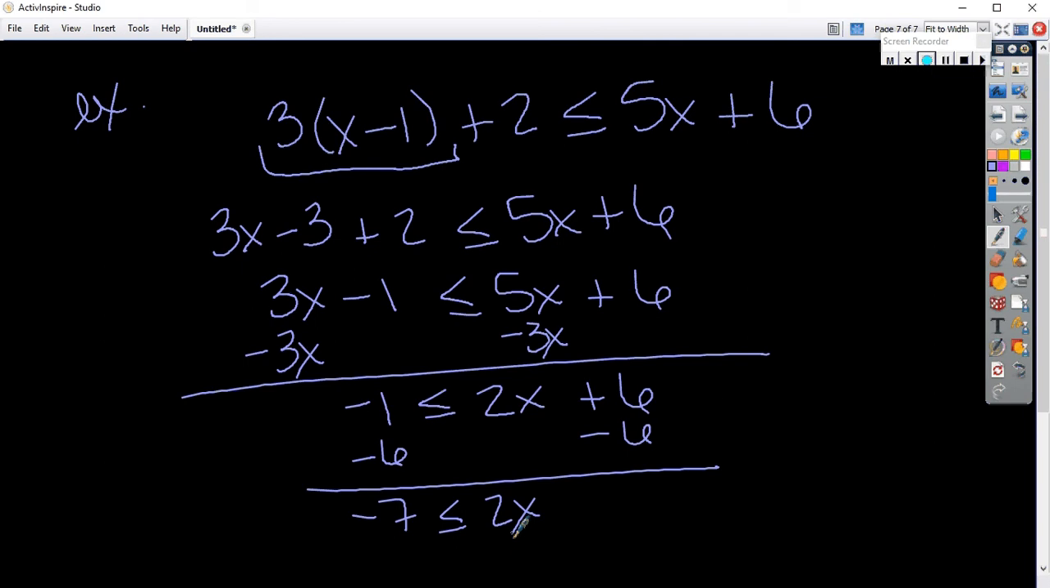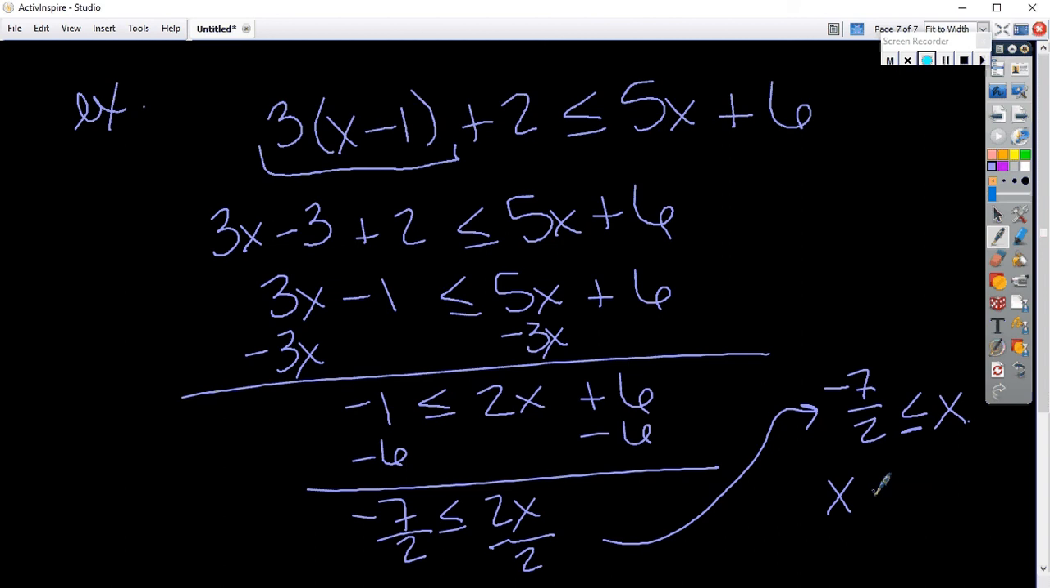Divide by 2. Now, this one's a little bit harder to see because when you get the answer, you've got -7/2 is less than or equal to x, right? But if you think about less than to the left, greater than to the right, you really need to write it the other way so that the variable comes first. So remember that alligator mouth has to keep eating the same thing. It's got to stay with the x. So if I move it around that way, it's easier to see that that's greater than -7/2.